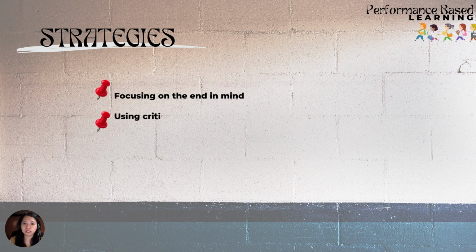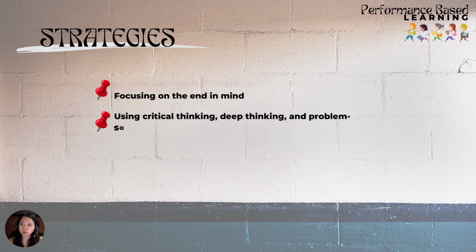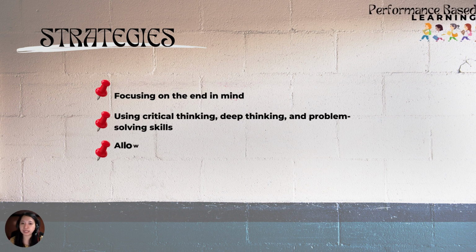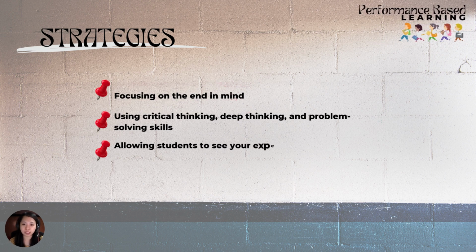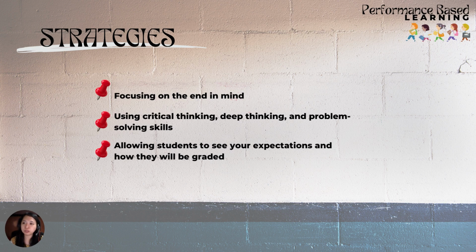Next is using critical thinking, deep thinking, and problem solving skills. We may use multiple variables in order for the best answer to be shown. Give the students the freedom to think and explore on what they have. Next is allowing students to see your expectations and how they will be graded. Because most of the time, when students are given set standards with clear expectations up front, they tend to have more accountability and ownership of their assignments, and thus they do their best accordingly.